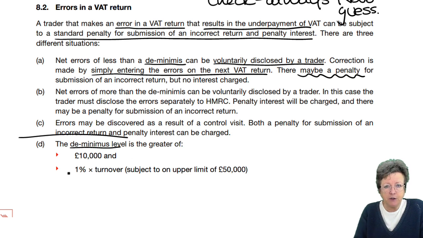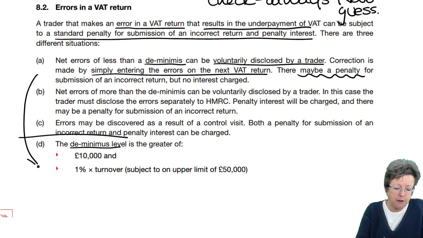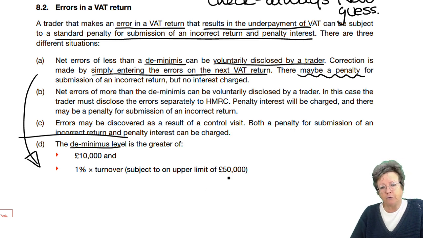Now, this de minimis, let's just have a look at that quickly. It's the greater of £10,000 or 1% of the turnover, subject to an upper limit of £50,000. Okay, that's the rule. Now you have to remember that one.